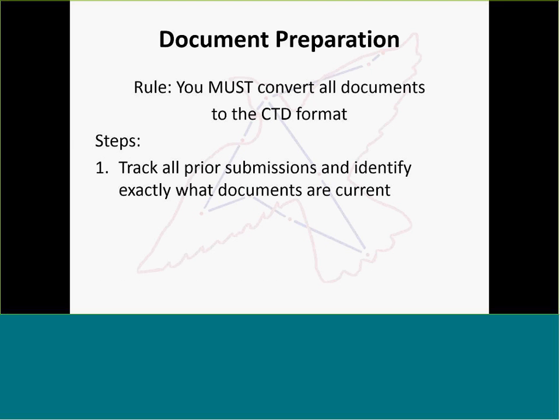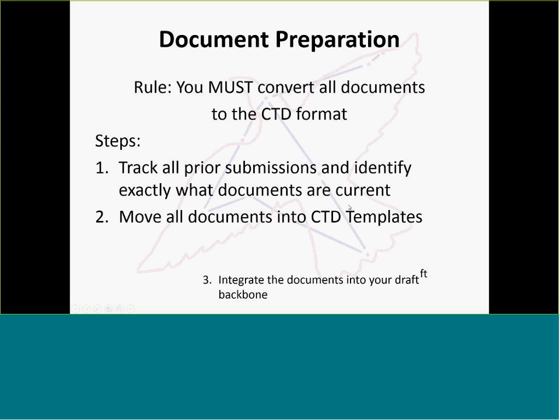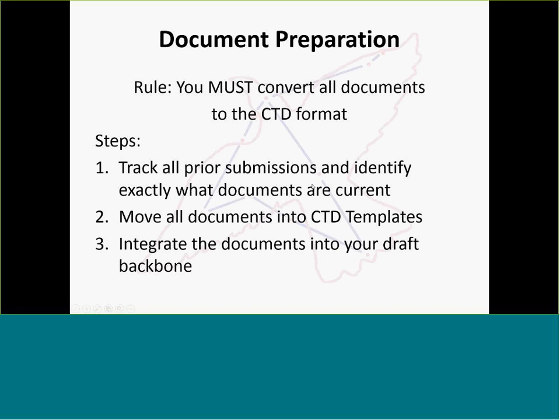Basically, take all your documents and break them down into the smallest components you can. Then take those components and drop them into the backbone where they need to go, all the while tracking where they came from. That way you can easily reference them when you need to update your submission. And you move the content, preferably if you have CTD templates in there. If not, you don't have to. You just drop your documents into the folder structure that the backbone is referencing.